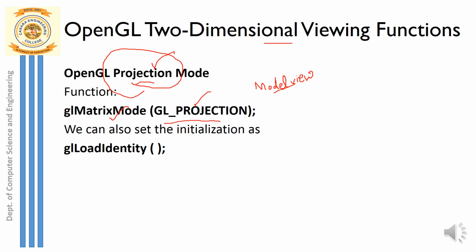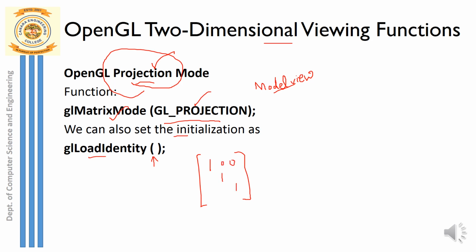After specifying this glMatrixMode, now we are ready to set the initialization. The initialization is set with the help of the OpenGL function glLoadIdentity. This function doesn't have any parameter to be passed. If you call glLoadIdentity, an identity matrix is set up. And we all know what an identity matrix is: all the diagonal elements are 1, and all the other elements are 0.